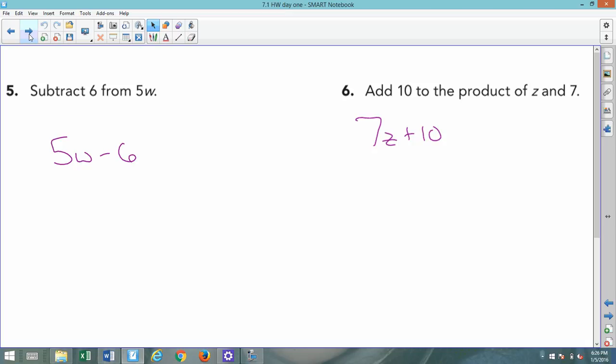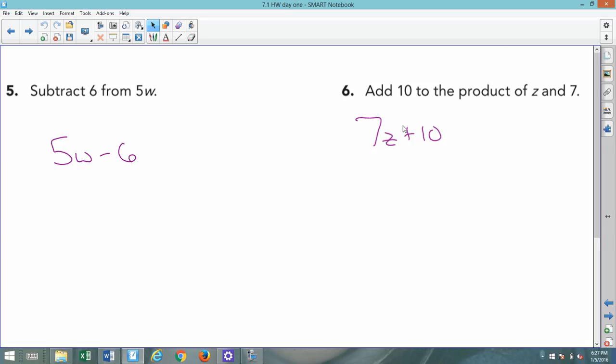Subtract 6 from 5w. Again, the big time mistake that we commonly have is when we are not subtracting from something. Some of you might have written down 6 minus 5w. Remember, subtract 6 from 5w. So it's 5w minus 6.